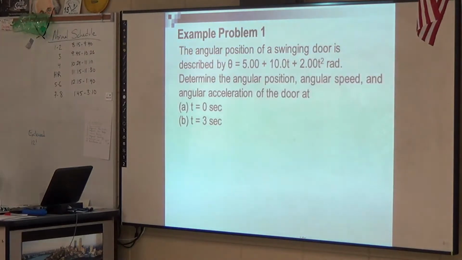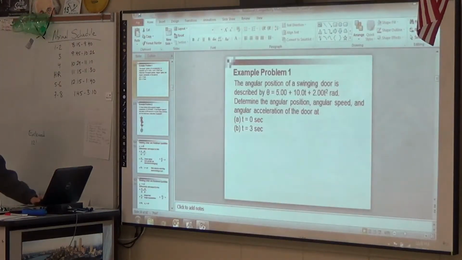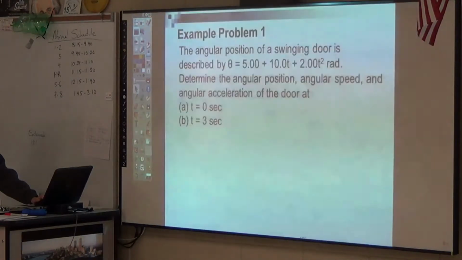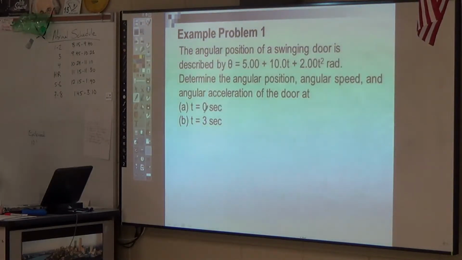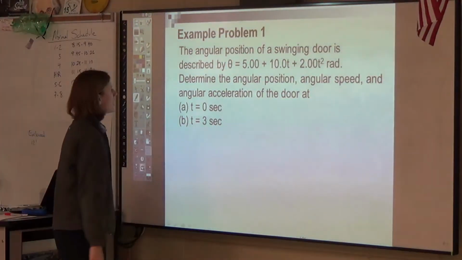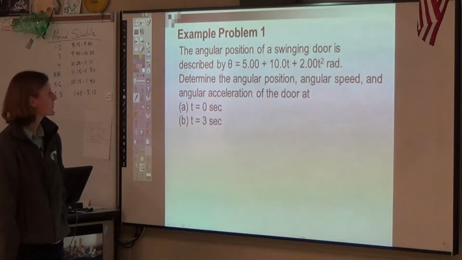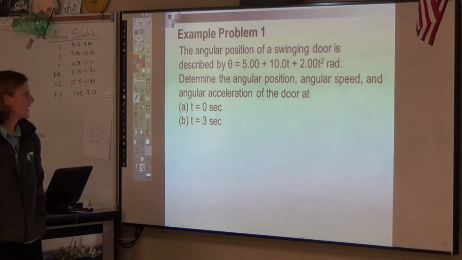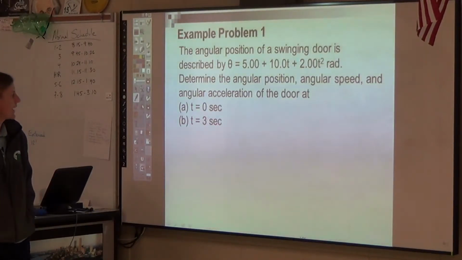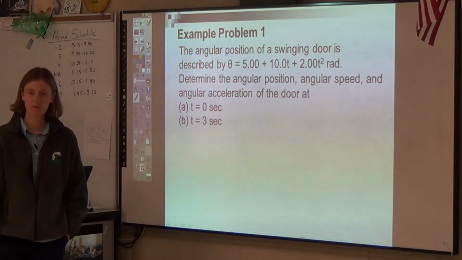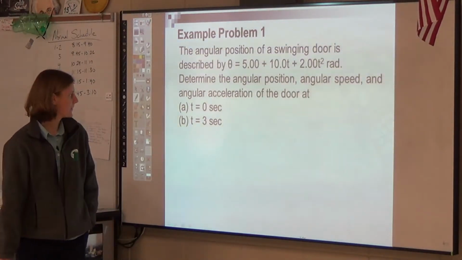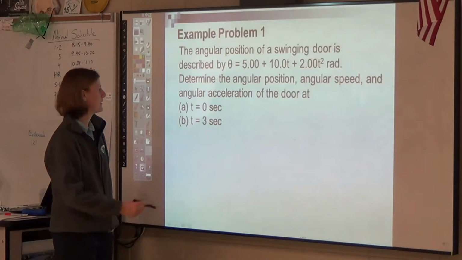All right, a couple of examples. Okay, so the angular position of a swinging door is described by that equation. Determine the angular position, angular speed, and angular acceleration of the door at these specific times. Easy, we've done this. What do we got to do? Plug in and derivative again.